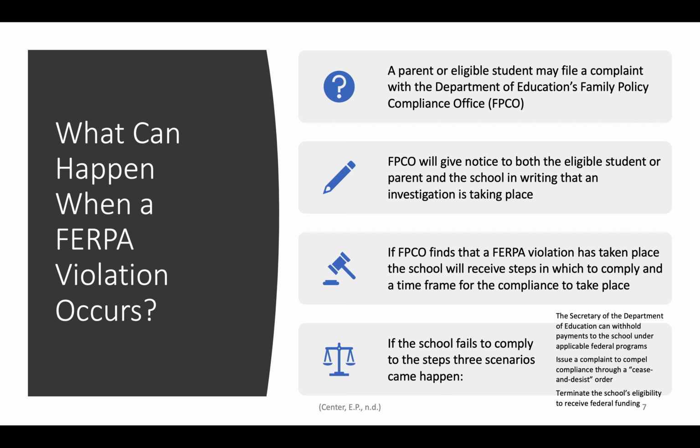If FPCO finds a violation has indeed taken place, three things can happen. One, the Secretary of the Department of Education may withhold payments to that school under any applicable federal programs the school receives. Two, they can issue a complaint to compel through a cease and desist order. And three, they can terminate the school's eligibility to receive federal funding. If your school requires federal funding to run certain programs, this can be detrimental because they will lack the funding to run appropriately.